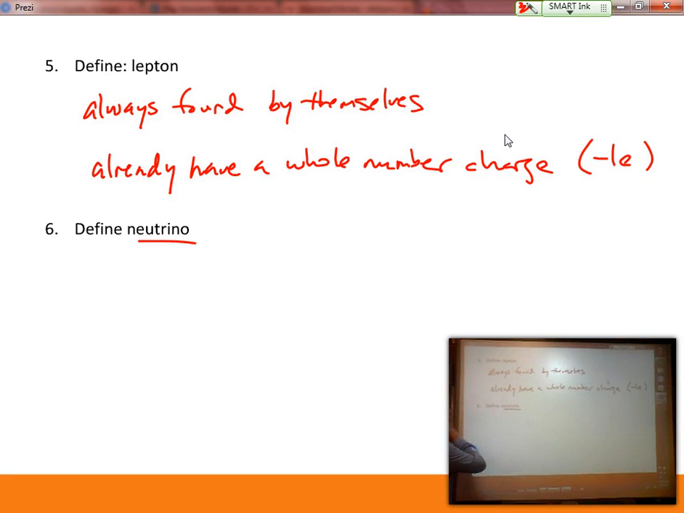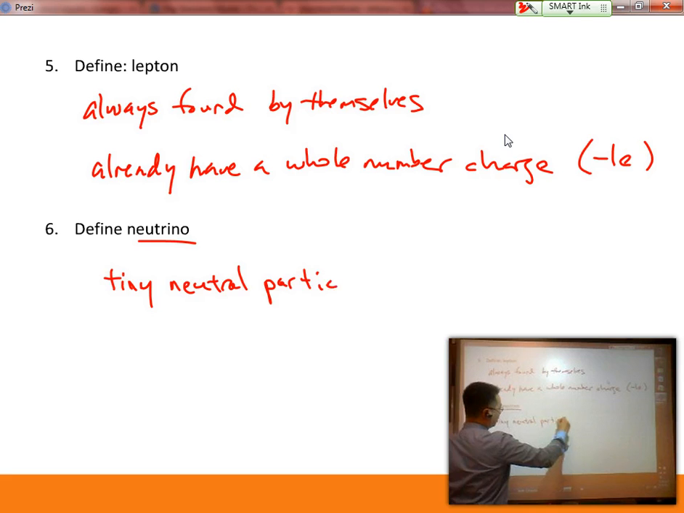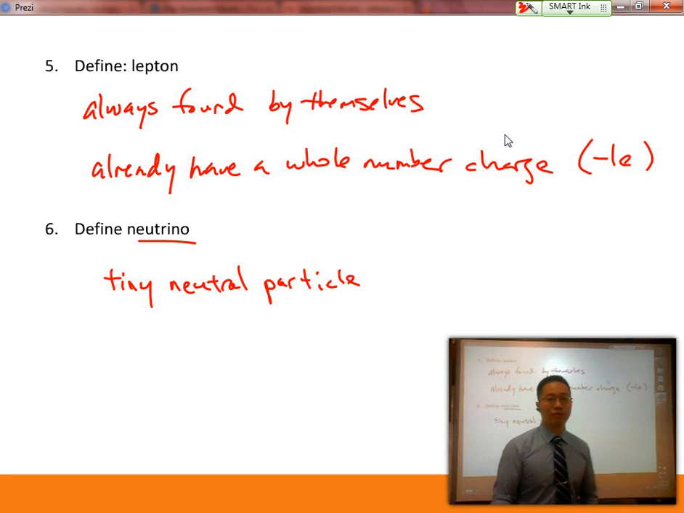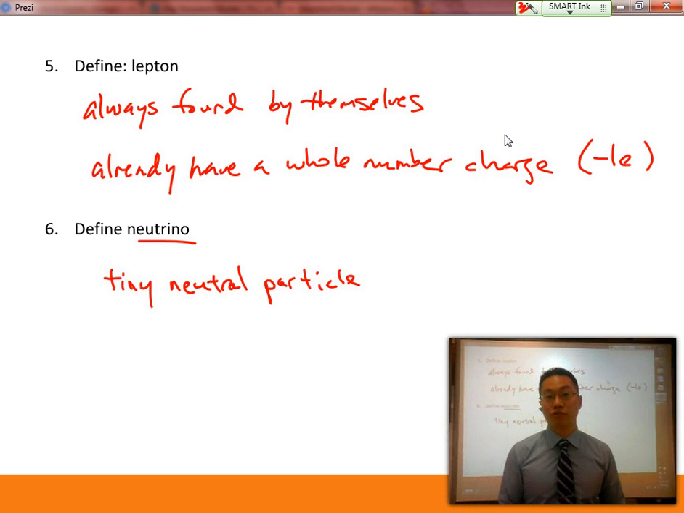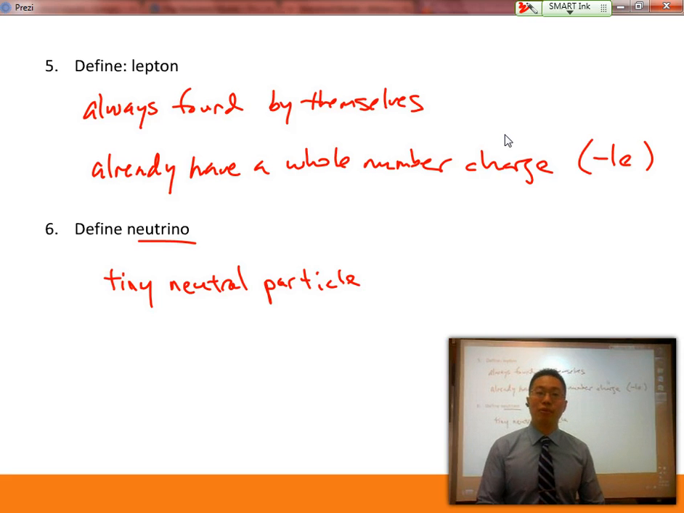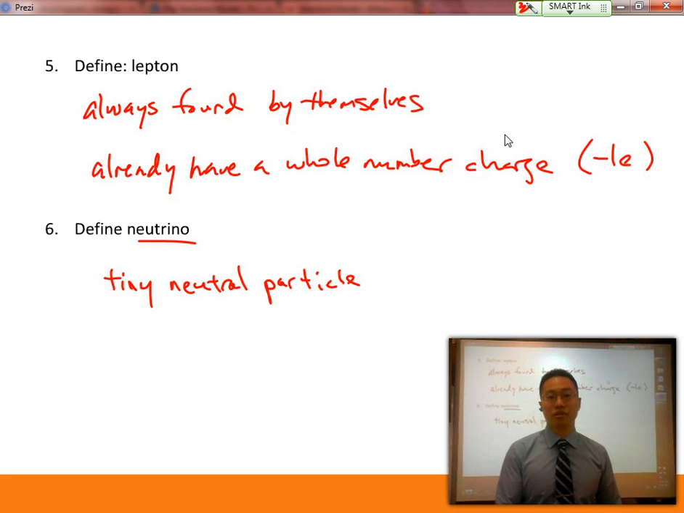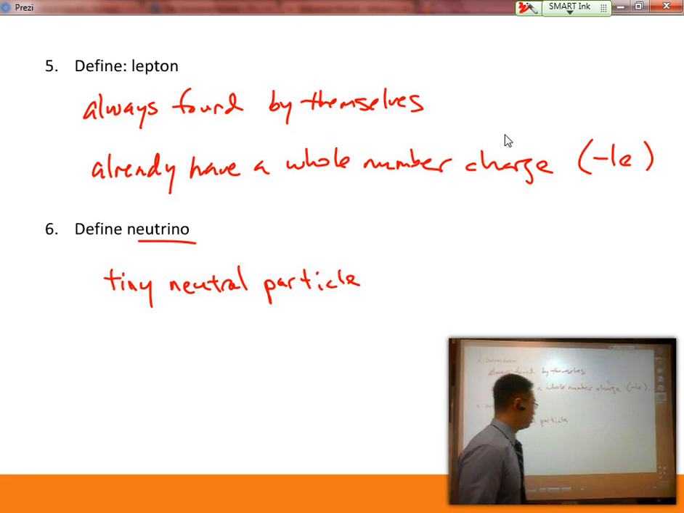A neutrino is literally as the name sounds. It's a tiny neutral particle. In fact, with the electron neutrino, its mass is so small that we've never actually been able to perfectly measure how tiny it really is. And it wasn't even detected right away because since it is neutral, it doesn't interact with any sort of charge field, and it's able to pass through most objects without being affected because it is a neutral particle.